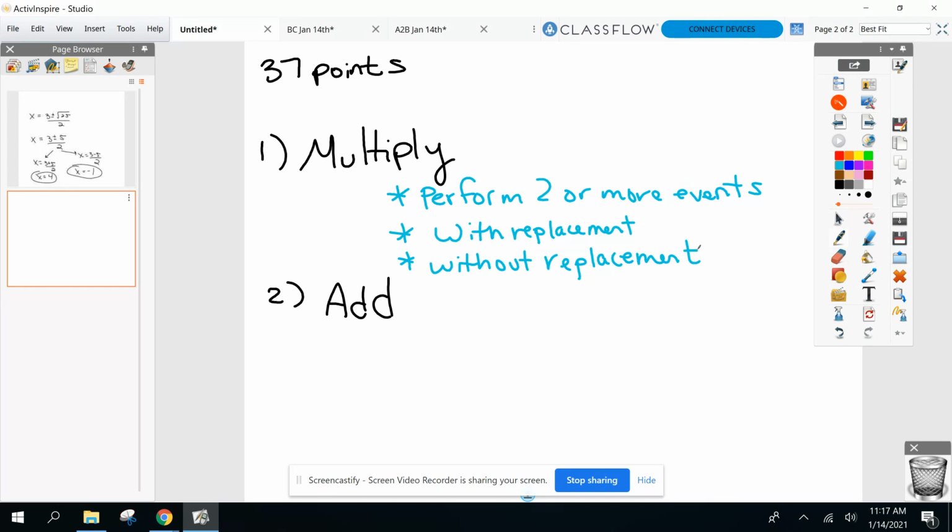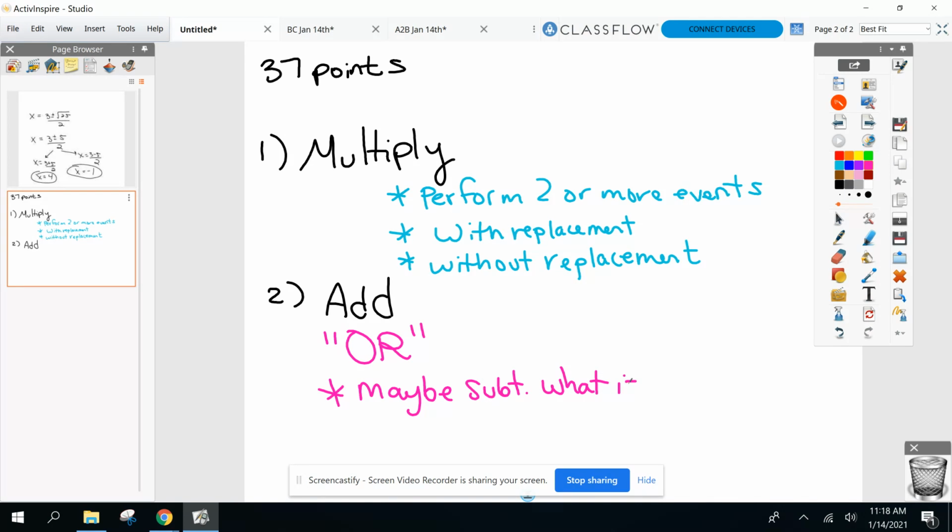And then when do you add? You just look for that one key word in the directions. Or. All right, or, that means I'm going to add them together. And just remember, maybe you subtract out what's in common. If there's something in common that you counted twice, I need to subtract that out.